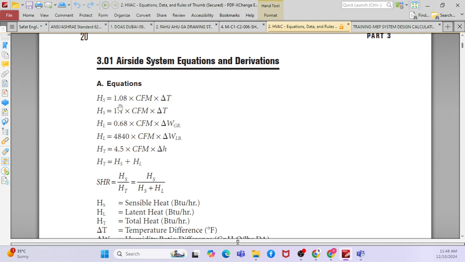Actually both are the same, there is no difference. When you say, for example, 1.08, this is two digits. When you make it one digit, this is 1.1. That is the only difference. There is no other equation.